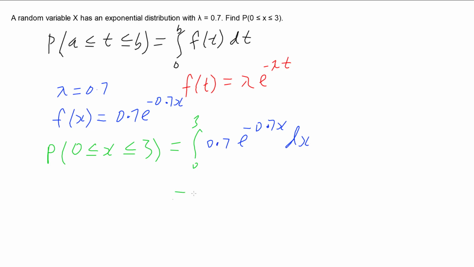That means e to the negative 0.7 times x is going to integrate to e to the negative 0.7 times x, divided by the derivative of the power. The derivative of negative 0.7x is negative 0.7, so we're going to divide by negative 0.7. And we already have a 0.7 out the front. And we're going to have the bounds between 0 and 3.